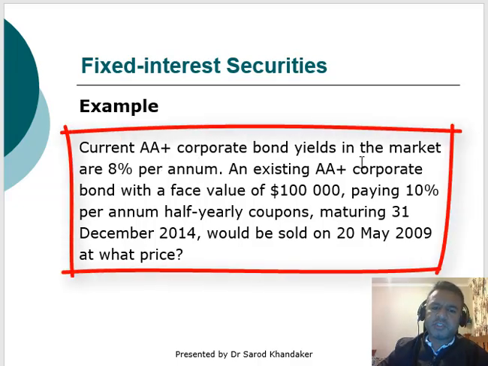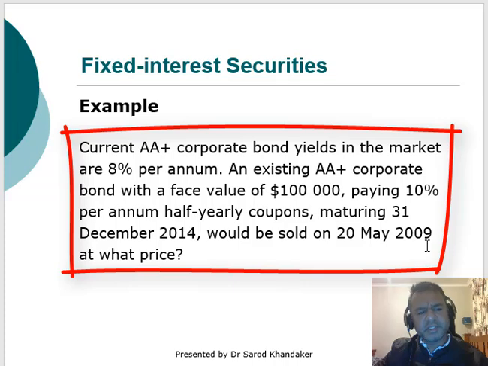Current AA corporate bond yield in the market is 8% per annum. An existing AA corporate bond with the face value of $1,000 paying 10% per annum half yearly coupons, maturing 31st December 2014, would be sold on Monday 20th of May 2009 at what price?